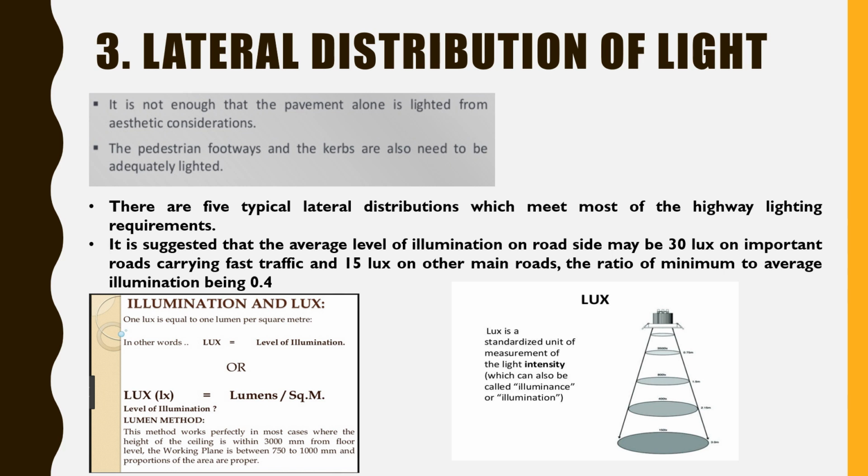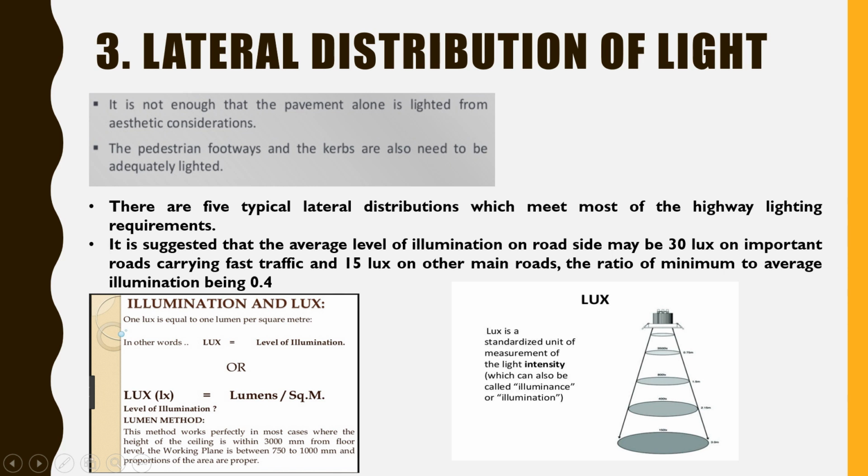Now let's see what is horizontal or lateral distribution of light. First point is, it is not enough that the pavement alone is lighted from aesthetic considerations. The pedestrian footways and the curbs also need to be adequately lighted. Not only the pavement should be visible at night, but the pedestrian footways and curbs should also be sufficiently illuminated. Night visibility is needed for these too.